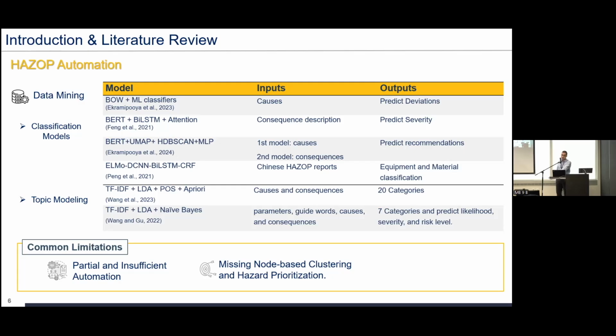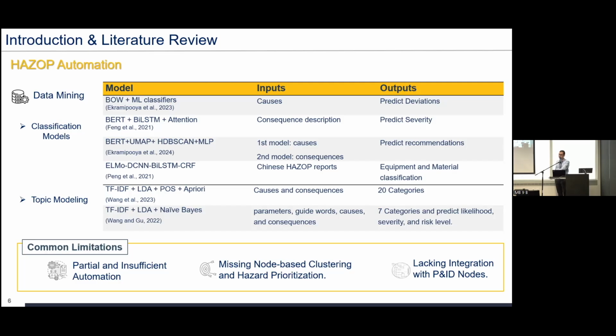So to clarify here, topic modeling techniques like LDA cluster the HAZOP elements like cause and consequence into main topics at the plant level. But if we look at the procedures of HAZOP studies, we can say that HAZOP participants analyze each P and ID node individually. So we need to categorize these elements at the node level. Another key limitation also is lacking integration with P and ID nodes, which is very important to ensure correct applicability.